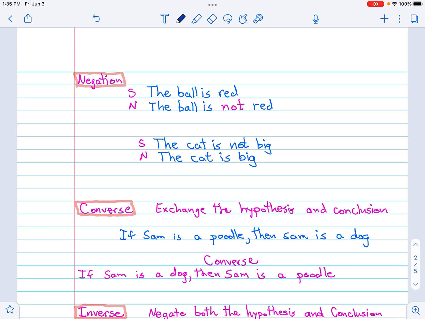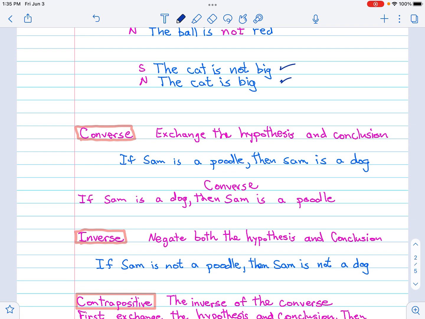Now, it can go the other way. You can say, the cat is not big. How would you negate that? The cat is big. See, you can start off with the not, and then for the negation, you would get rid of the not. Okay? So this is an example. This is what we mean by negation. Okay? So, Tim made an A in the class. Tim did not make an A in the class. So that type of thing is pretty intuitive, I think. Now, remember, we have this if-then statement. If P, then Q.